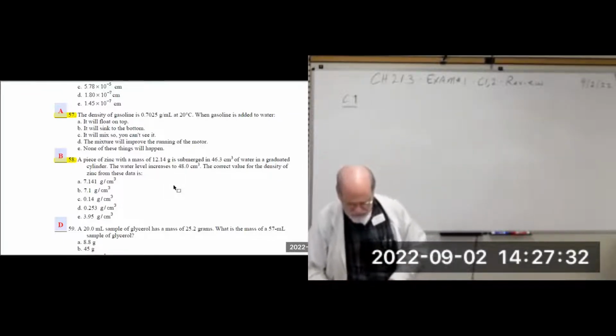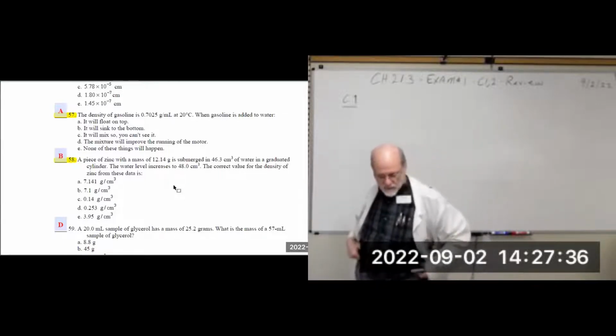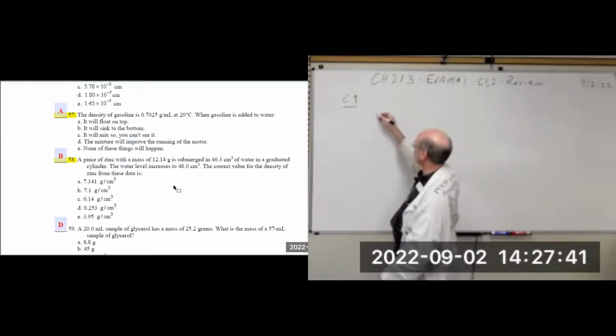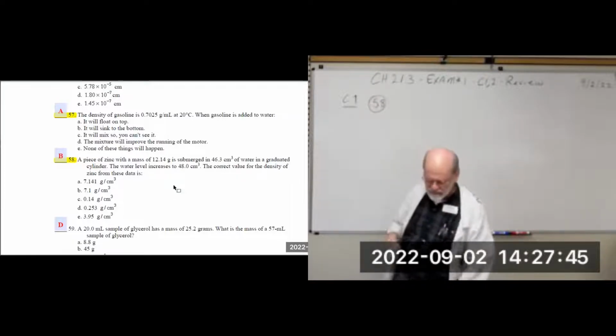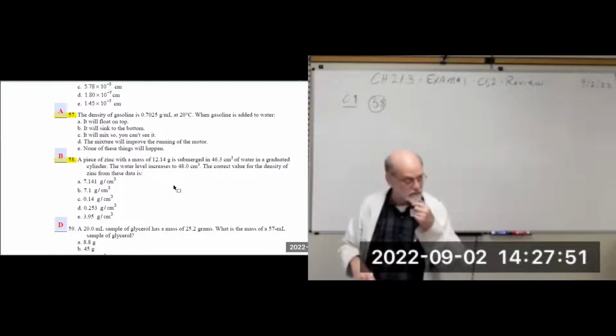See, do we need to do 58? Piece of zinc with a mass? Yes. Okay. The purpose of this one is to help you with one of our upcoming labs. 58. Might even be next week.